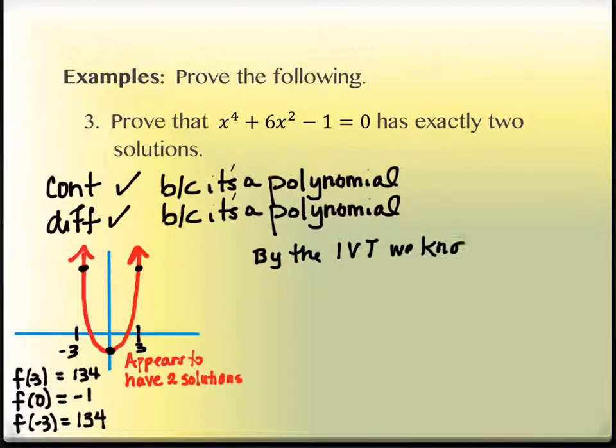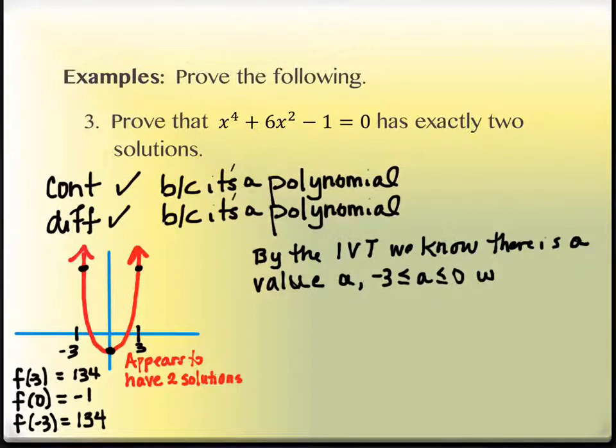We know there is a value, and we need to give it a name. Let me just call it A. I don't think I've used A on the problem yet. So a value A, and it's between -3 and 0, right? Where f of A is equal to 0. There is a solution. It has to be. There is definitely a solution between -3 and 0.